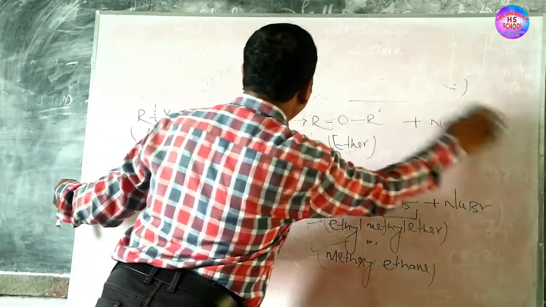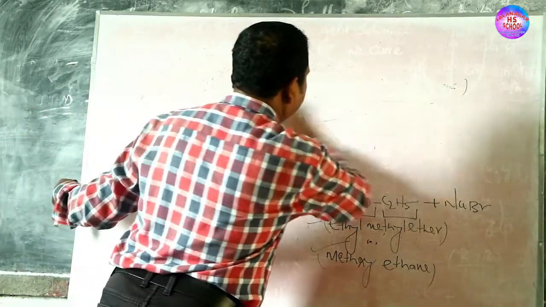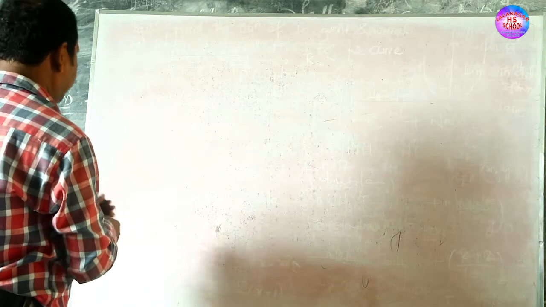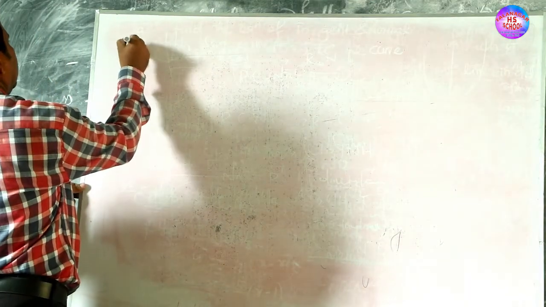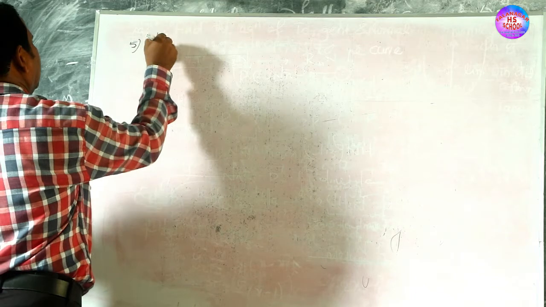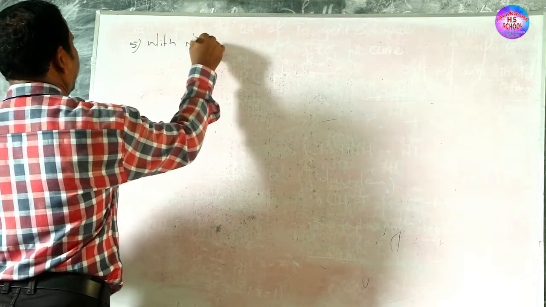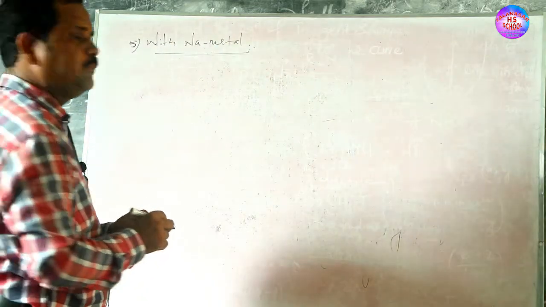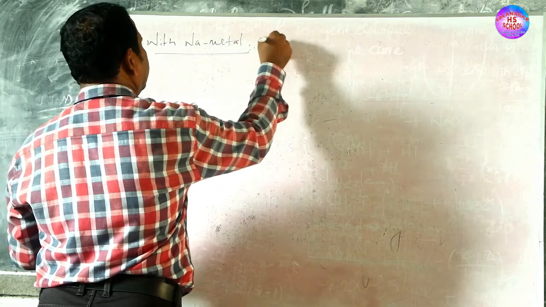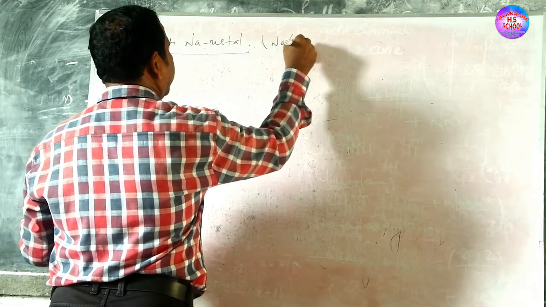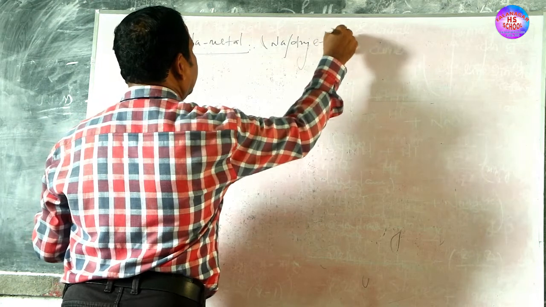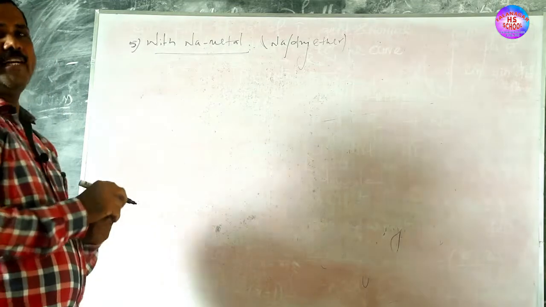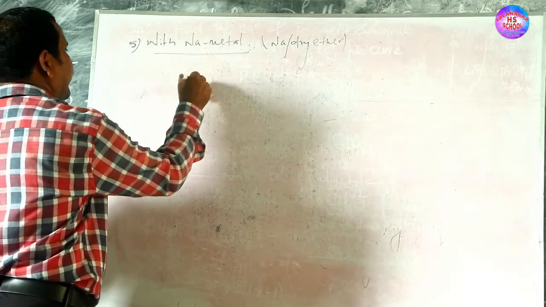Number 5. The reaction with sodium metal. So sodium metal and dry ether. This reaction is called Wurtz reaction.